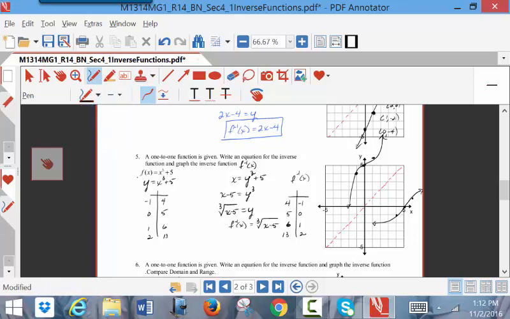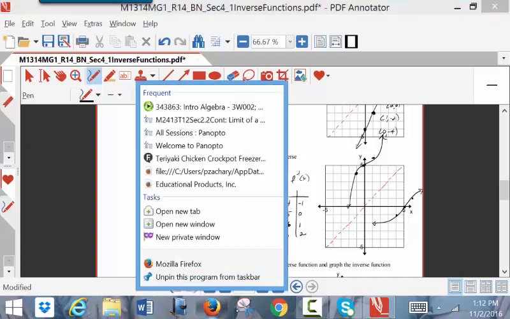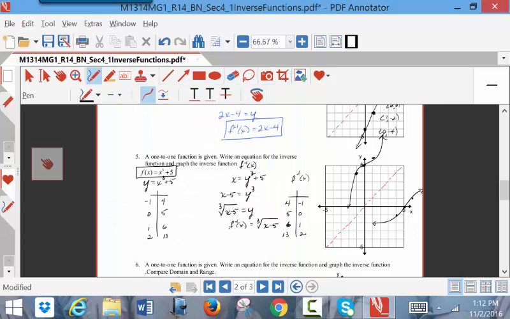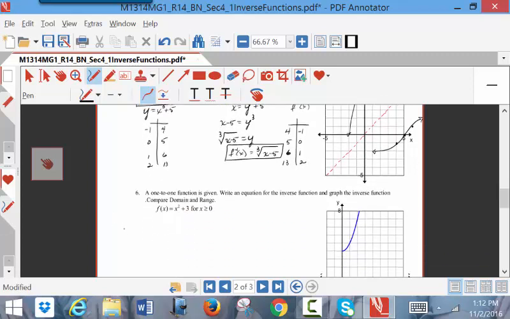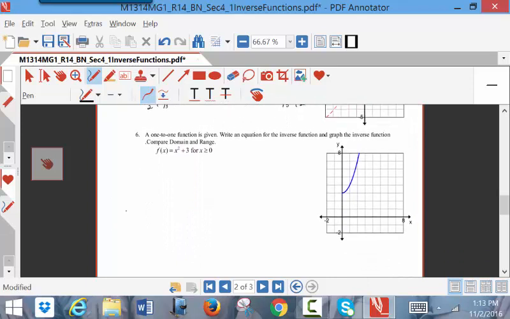Okay, so here's your original equation. Here's your inverse. And there's your graphs. And I only found the ordered pairs on the original function. I just flipped them for the inverse. Okay, so here's another one. Let's take a look at this one.